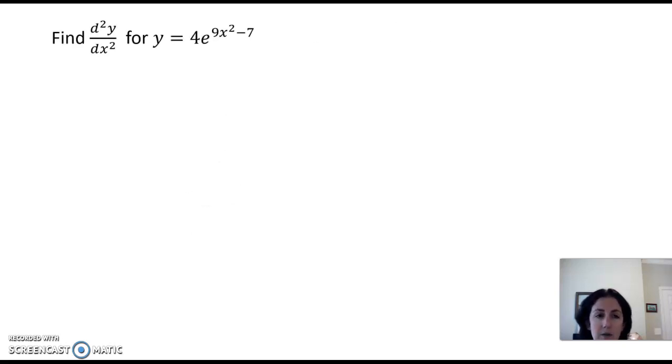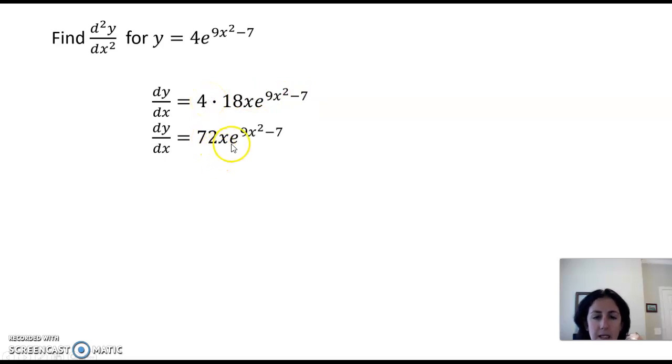Find d2y over dx2 for 4e to the 9x squared minus 7. What does d2y over dx2 mean? It means take the derivative of y twice with respect to x both times. In other words, find the second derivative. To find the second derivative, we need the first. That's going to be 4 p prime e to the p. So it's going to be 4 times the derivative of the power, 18x, times e to that power, 9x squared minus 7. Distribute that 4 and you get 72x times e to the 9x squared minus 7.